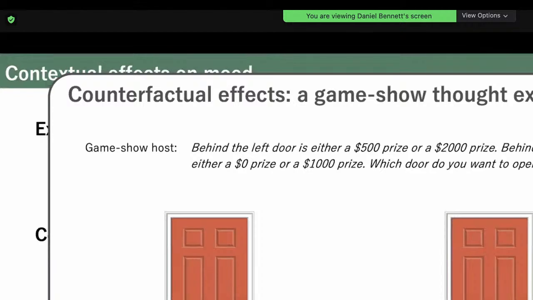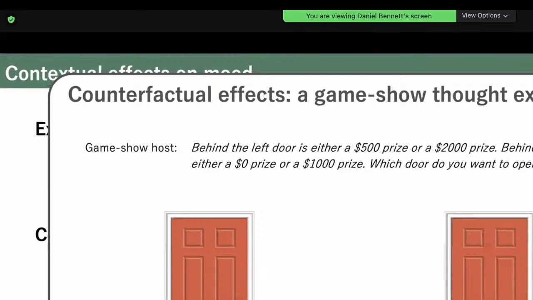So imagine I'm a game show host, you're a contestant, and I'm telling you that behind the left door is either a $500 prize or a $2,000 prize. It can be either, there's an equal chance. Behind the right door is either nothing or a $1,000 prize. Can I get a show of hands for who would choose to open the left door? And who would choose to open the right door? Okay, so I think mostly left, some uncommitted, which is fine.